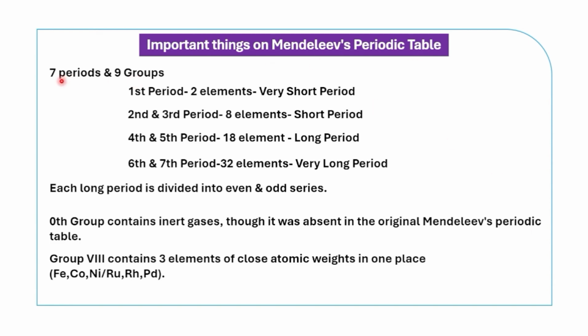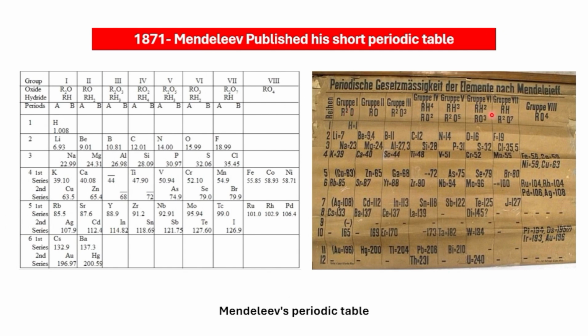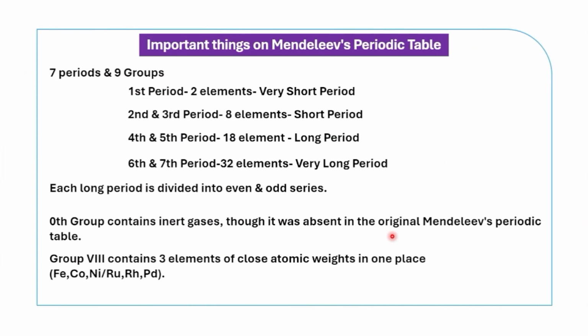So in Mendeleev's periodic table, it was 7 periods and 9 groups. If you see here, these rows are called periods, and these columns are called groups. So in Mendeleev's periodic table, there were 7 periods and 9 groups. In the first period, only 2 elements were there, and that is called very short period.